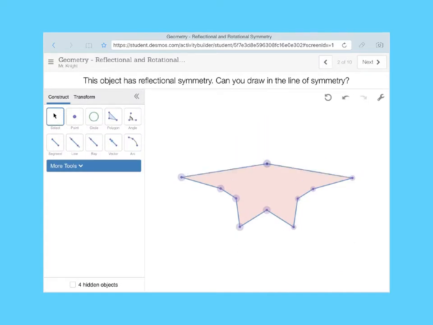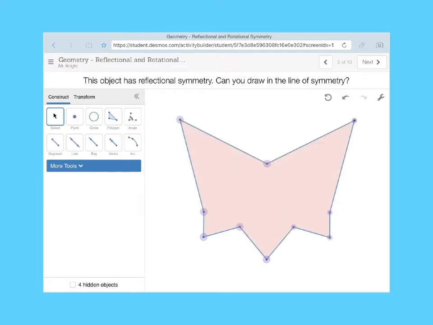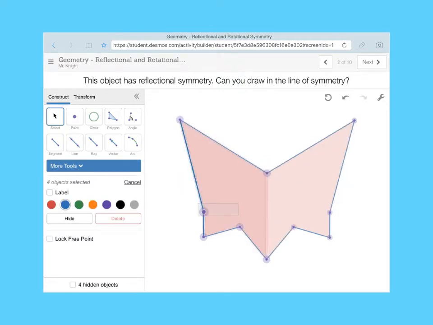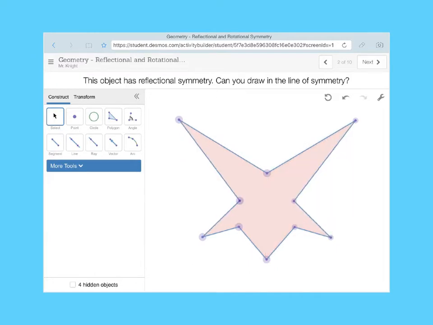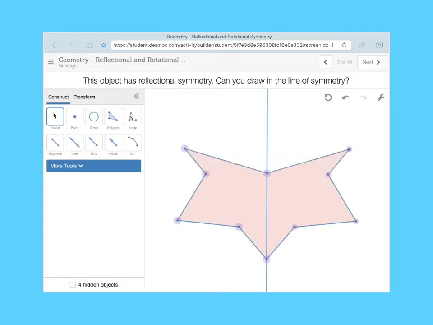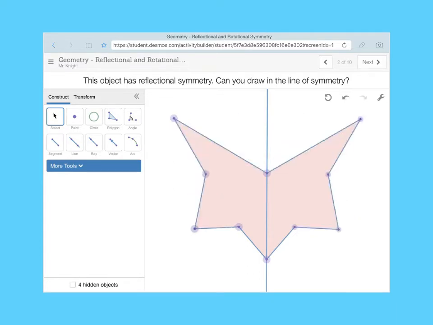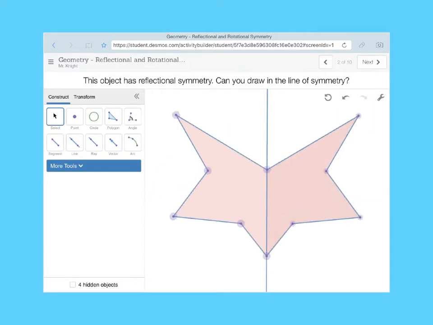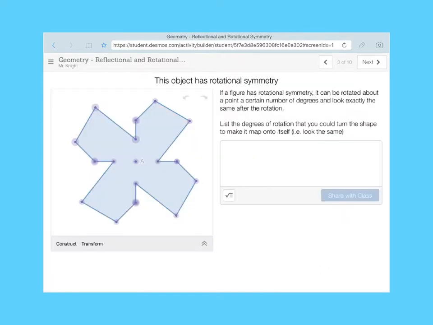So here's an object that has some symmetry. This has got some reflection symmetry. Reflection symmetry means we have two halves, in this case left and right, that are exactly the same. So we could draw a line through the middle here, and you can see that these two halves are symmetrical. So that pinkish shape there is symmetrical. Okay, that's called a line of reflection or reflectional symmetry.